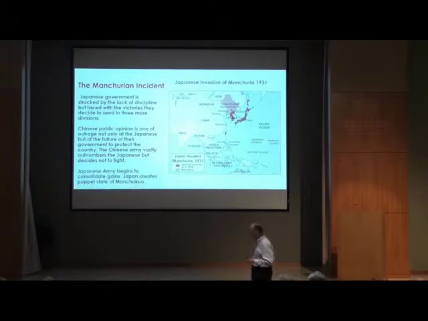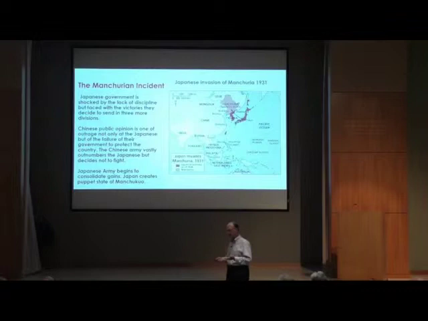So the Japanese consolidate their gains and they create the new puppet state of Manchukuo. Now the head of state for Manchukuo will actually be the former emperor of China, who was deposed previously by Sun Yat-sen. He is now a young man, and he is made theoretically head of state, even though it's a Japanese puppet government, and he's running Manchukuo.